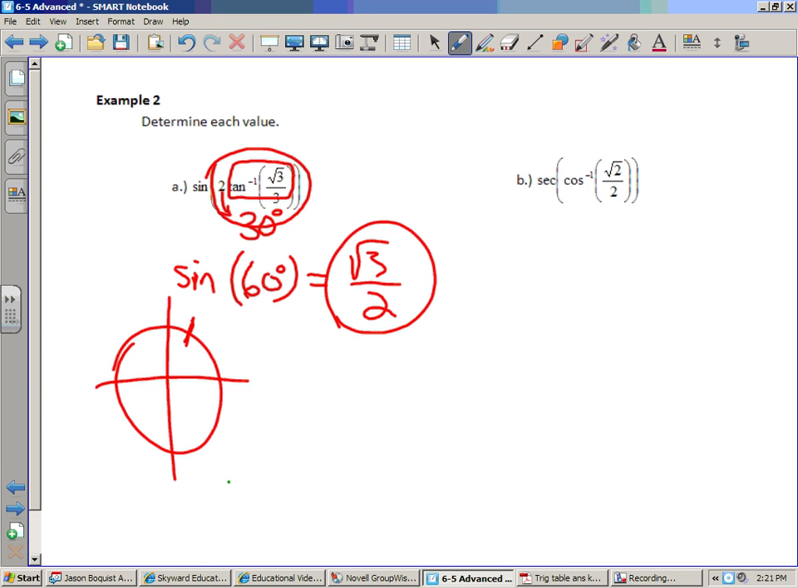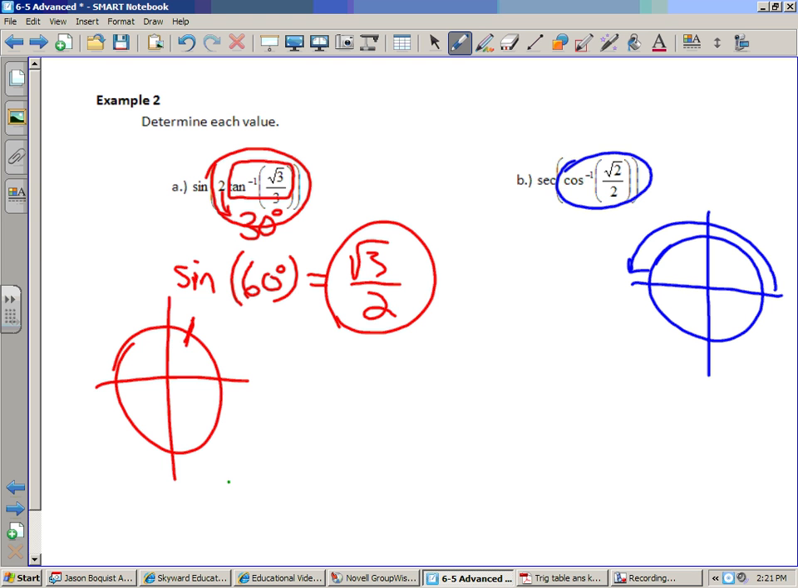Letter B, which of the two is asking where? The cosine's asking where. So let's go find out where is cosine square root of 2 over 2. Now this is, I believe, the first official cosine we've had. Remember, cosine says to go 0 to 180 for your answers, because that better only happen once in that whole span of time. It better only happen once. Does it only happen once from 0 to 180? Yeah, and where does it happen? 45 degrees.